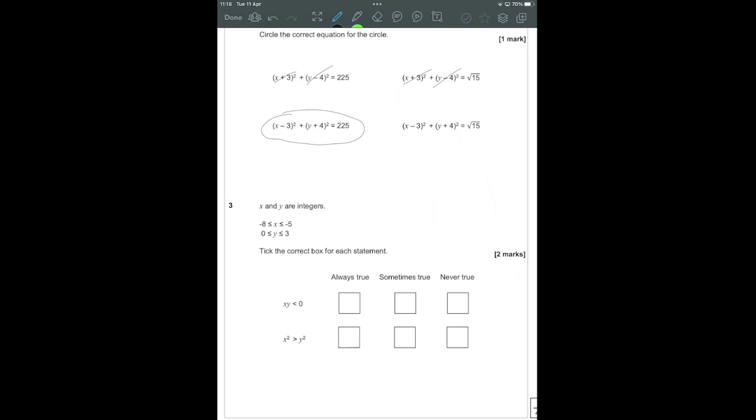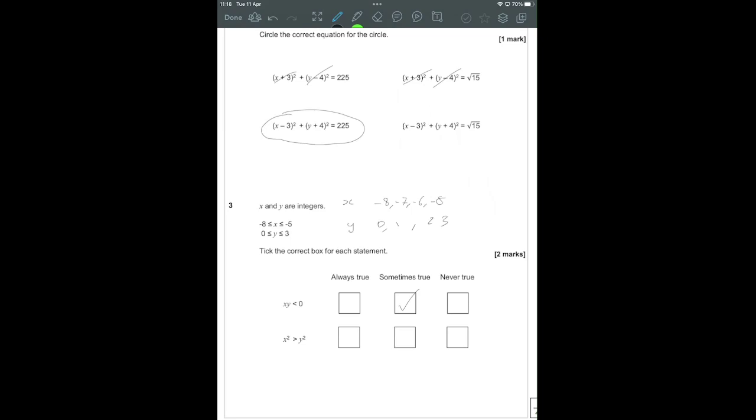X and y are integers. Between, well, x could be -8, -7, -6, -5. Y could be 0, 1, 2, 3. We need to say whether the following are always or sometimes true. So if I take any x value and I multiply by any y value, is that always less than 0? Well, no, because if I choose y to be 0, xy will equal 0. So it can't always be true, but any other combination, -8 times 1, for example, is negative.